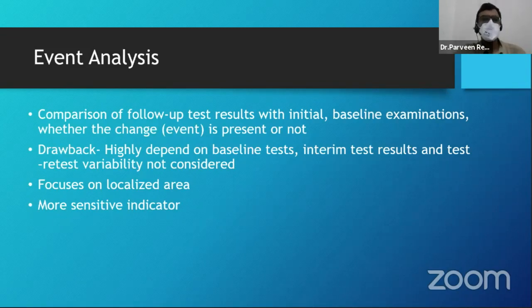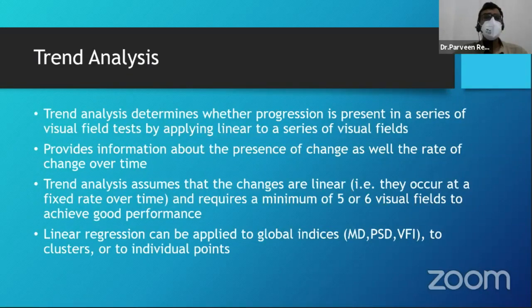And then test-retest variability is not considered in event-based analysis. It is a good sensitive indicator to detect any change. Compared to this, trend analysis determines whether progression is present in a series of visual fields by applying linear regression to a series of visual fields.